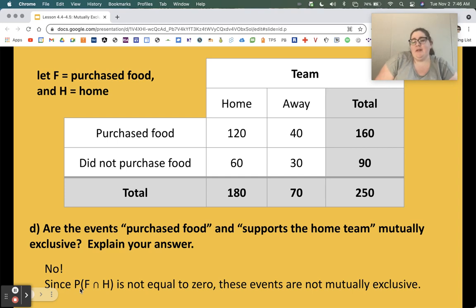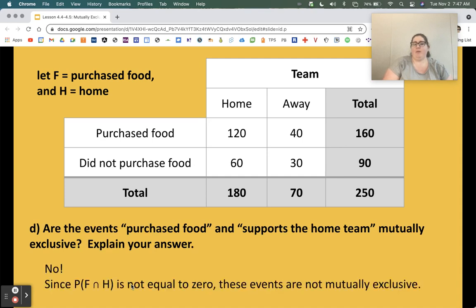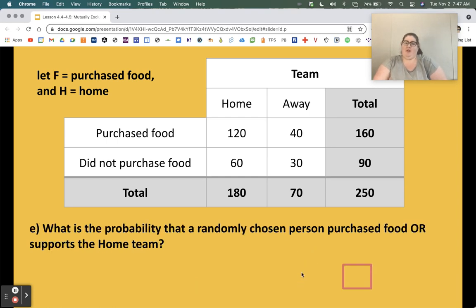Basically, if they're mutually exclusive, then the probability of the "and," or the intersection, purchase food and home team, would be equal to 0, because that would not be able to happen. But since this is not equal to 0, we just calculated that it was equal to 0.48, that intersection probability. Since it's not equal to 0, those events are not mutually exclusive. So probability of food and home team was 120 out of 250, which was not equal to 0. So we know they're not mutually exclusive. In other words, there were people who did both. If they are mutually exclusive, then there would be a probability equal to 0 for that intersection.